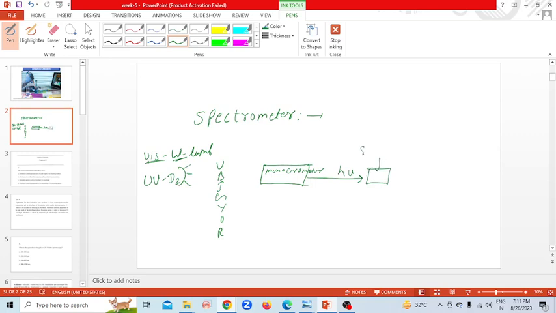This is your sample. Suppose the intensity of light is I0, where I0 means initial, and I means final. The intensity of light will decrease. Why will it decrease? Because some absorption will take place in the sample. Finally, the light will pass through, and it will go to the transducer.